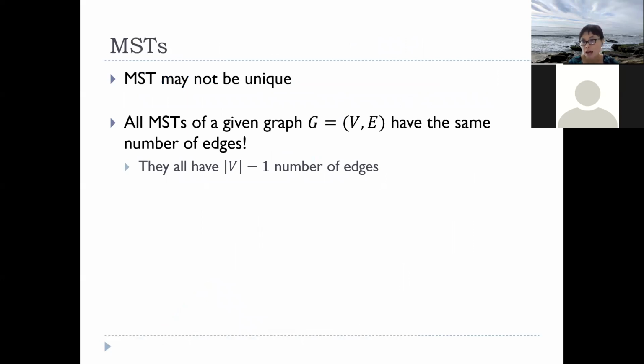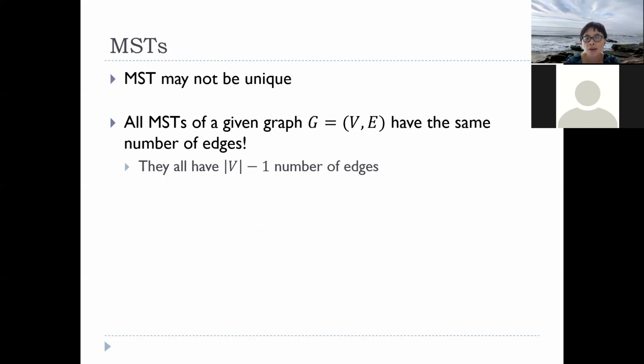But we do know that all the minimal spanning trees have to be spanning trees to start with. That means that they all have the same number of edges. They all have V minus 1 edges, because any spanning tree of a graph of V nodes has V minus 1 edges.